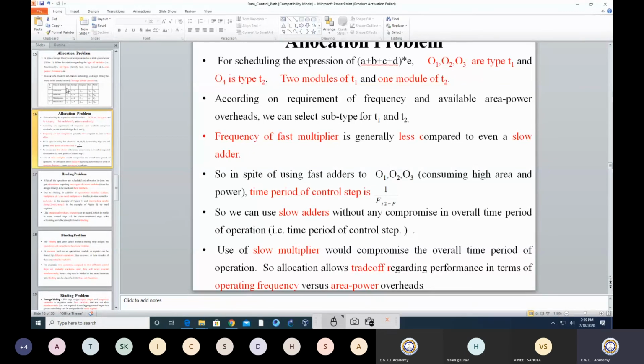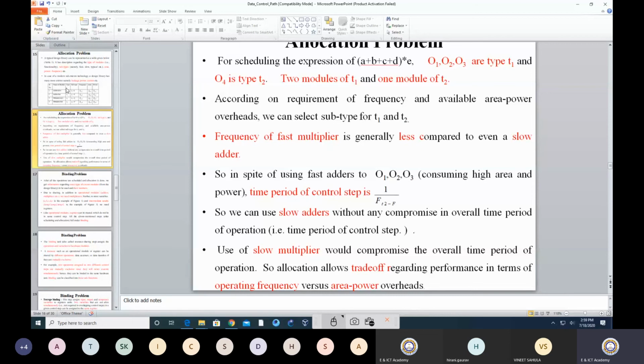So this way probably you can think about choosing which particular resource you want to choose or allocate or you want to bind for that particular operation. So here for O1, O2, O3, I will go for a slowest adder. Okay, so that would be good enough, but the multiplier will be faster. Okay, because that multiplier will decide my clock frequency.